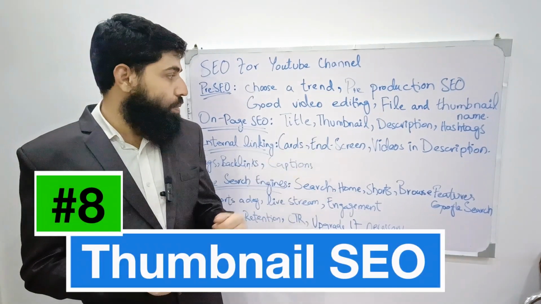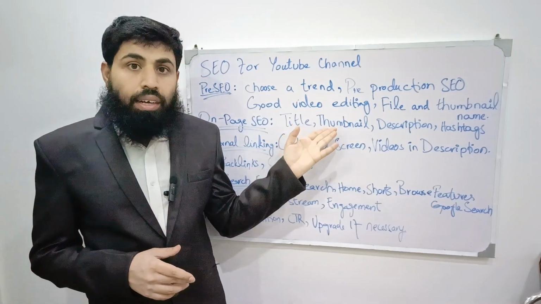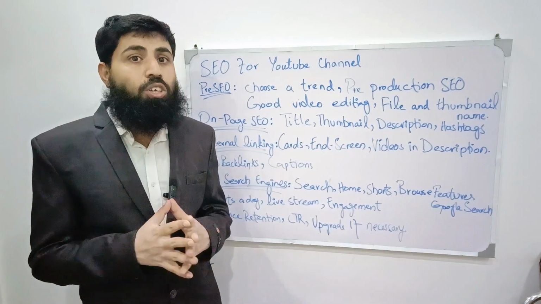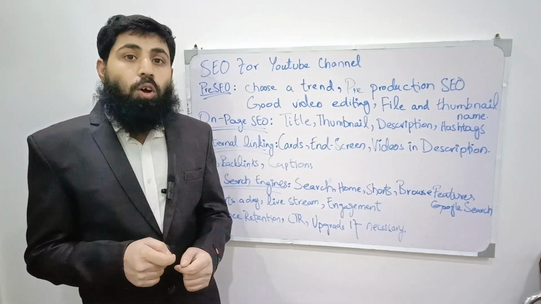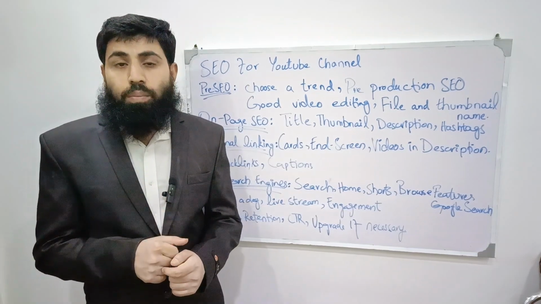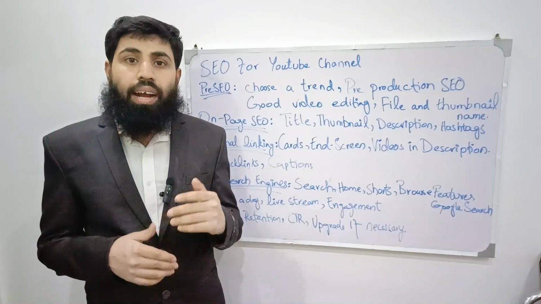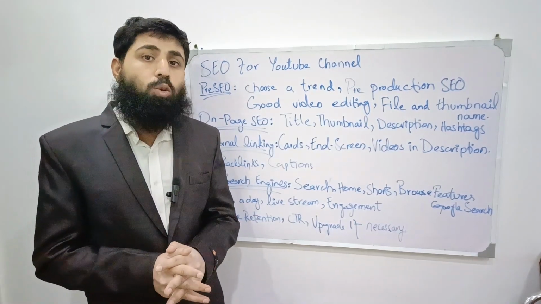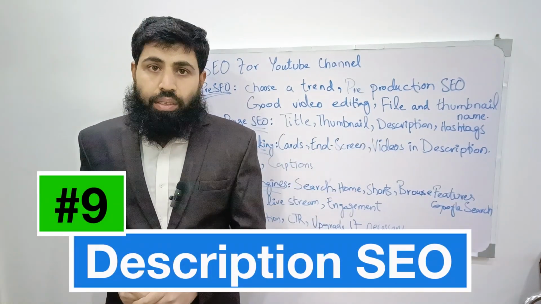Then we have thumbnail. Thumbnail should contain relevant images and titles and such psychology tricks that can convince your viewers to click on it, because when they click on it you earn a viewership. So that's how you earn views. So your thumbnail must be a good and generative keyword title that can help or lure people to get more clicks on it. Then we have description.